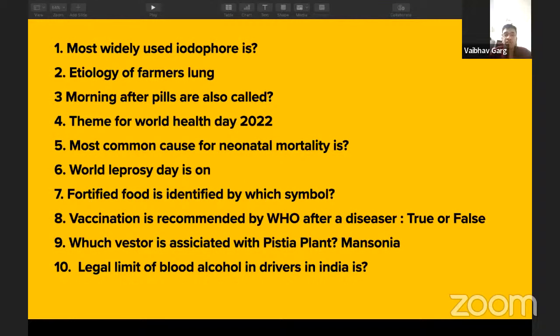Etiology of farmer's lung is the pigeon fibers. And morning after pills are also known as the emergency contraceptives. Theme for World Health Day 2020 was Our Planet, Our Health. Most common cause of neonatal mortality is prematurity or low birth weight. World Leprosy Day is on... Fortified food is identified by which symbol? Vaccination is recommended by WHO after a disaster. True. Depending upon the vector for Pistia plant, Mansonia.